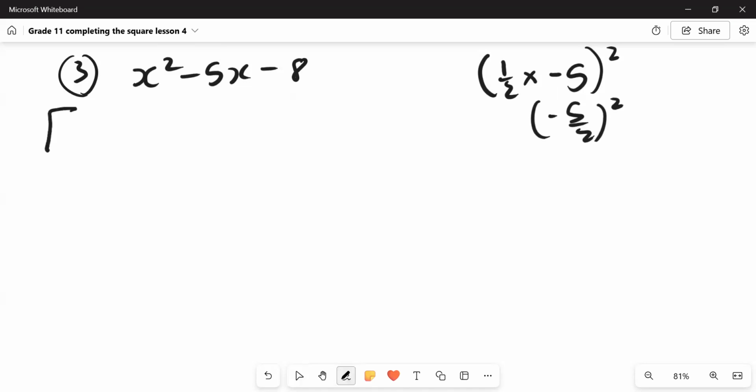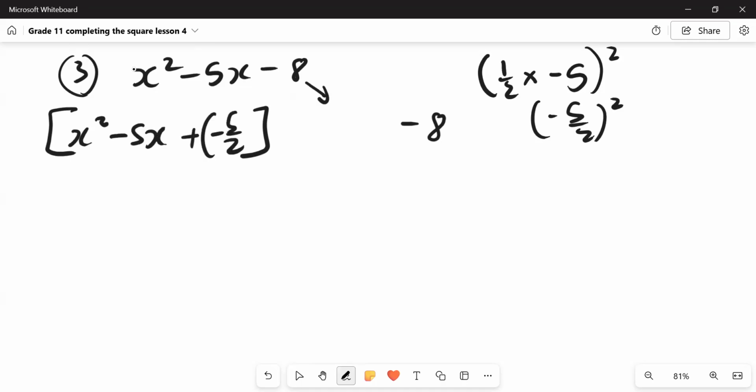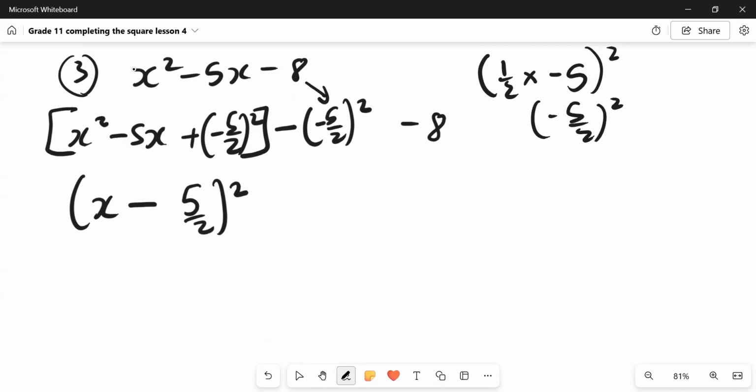Then you come back here, open bracket, take this one out, minus 8 there. You have your x squared, you have your minus 5x, and then plus your minus 5 over 2 all squared. And then from here, after adding, we must also subtract the same thing. So you'll have your minus 5 over 2 squared. And then from here, the square root of x squared, that's x. You drop down the sign, that's minus. Square root of negative 5 over 2, that's just 5 over 2, and then all squared, right?